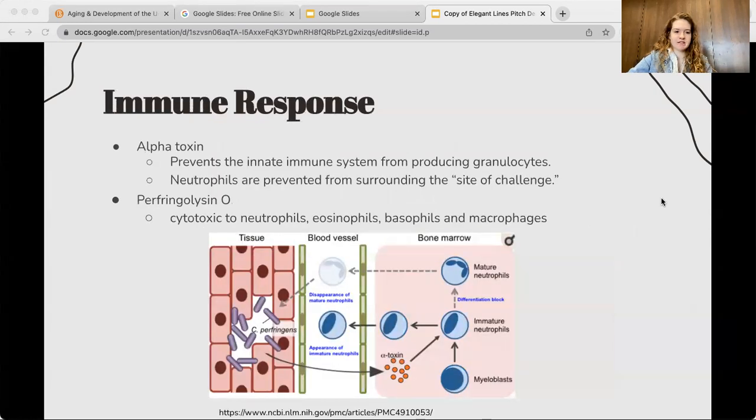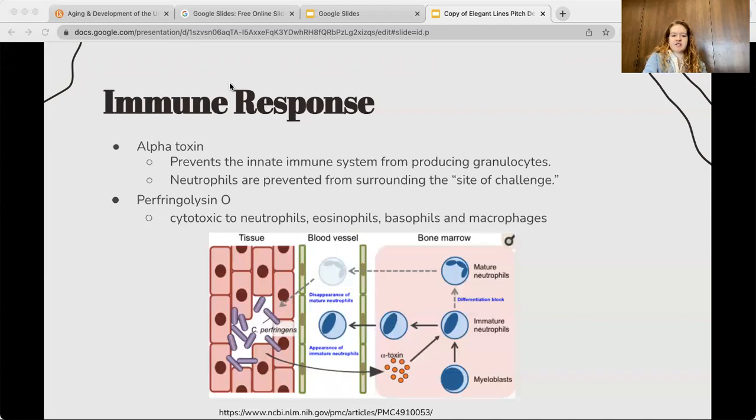So the immune response. Part of the reason that the bacteria spreads so rapidly is that there is basically no immune response. The alpha toxin will prevent the innate immune system from producing granulocytes. So neutrophils are prevented from surrounding the site of challenge, and instead they're going to cluster along the walls of the blood vessels. And that's part of the body's first line of defense. So it's pretty significant that that is just not occurring.